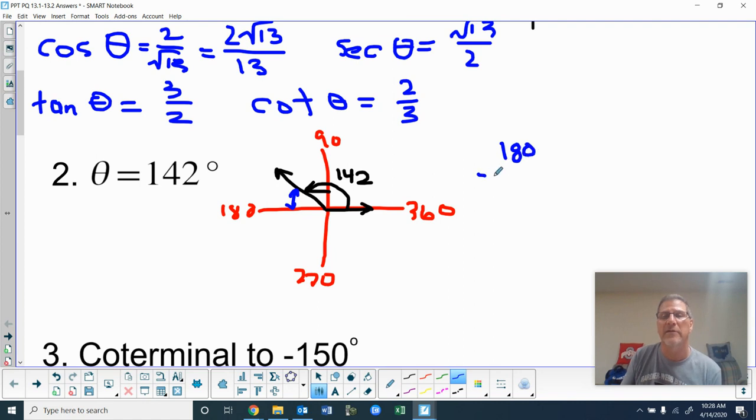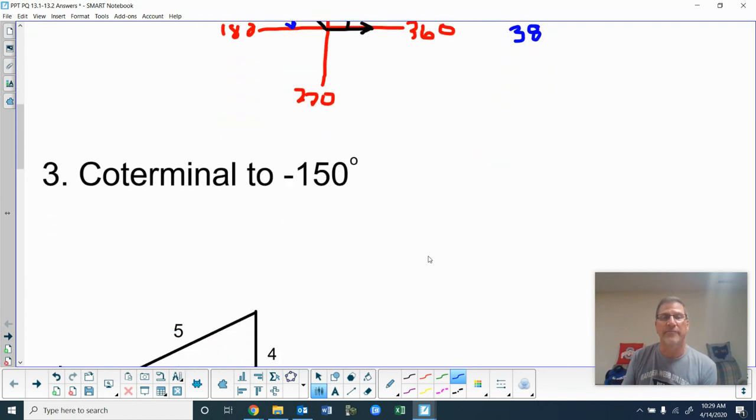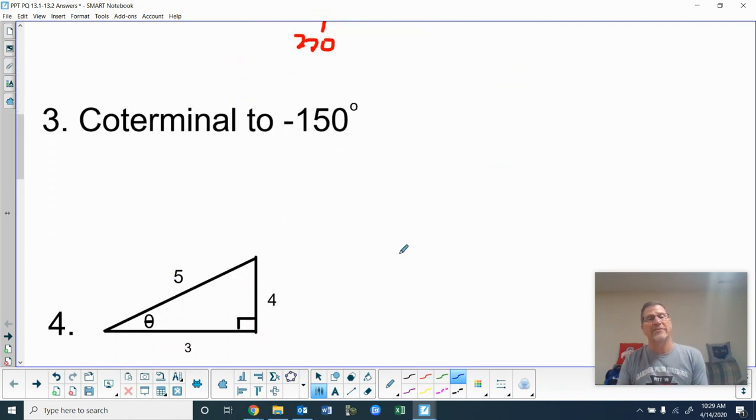And that'll give me 130, I'm sorry, not 138, but just 38. It's always an acute angle, less than 90, and it's always positive. So that's 38 degrees for that reference angle. Number 3 was coterminal, all right?